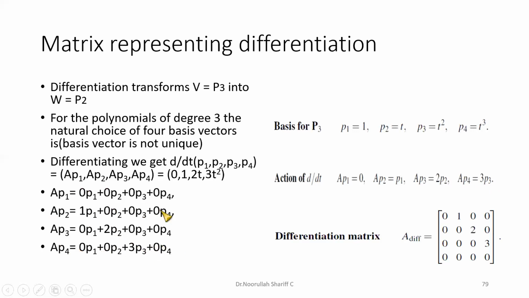So this whole thing can be written in the form of a differentiation matrix 0, 1, 0, 0. That is mentioned over here. The coefficient of P1 comes in the first row, the coefficient of P2 comes in the second row, the coefficient of P3 comes in the third row, and the coefficient of P4 comes in the fourth row. And thus we can generate the differentiation matrix, which is like this, from the values specified over here.